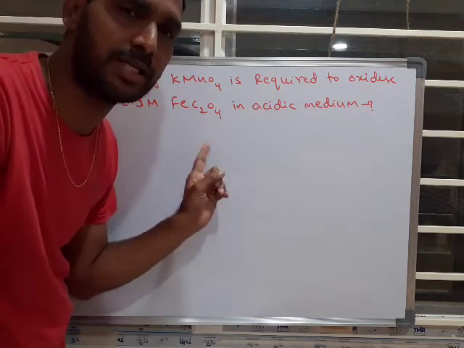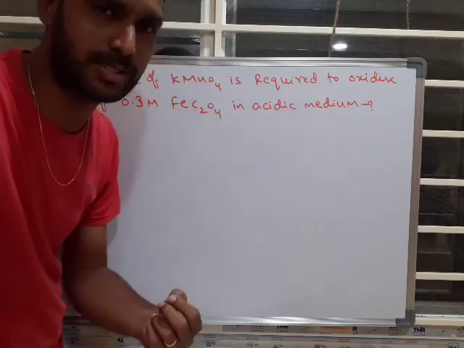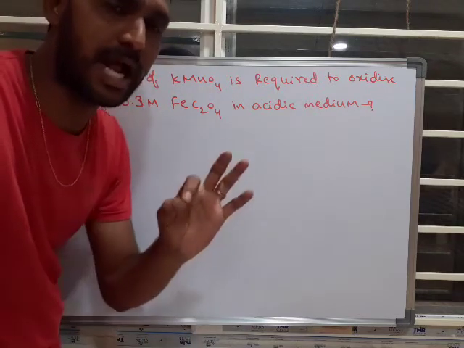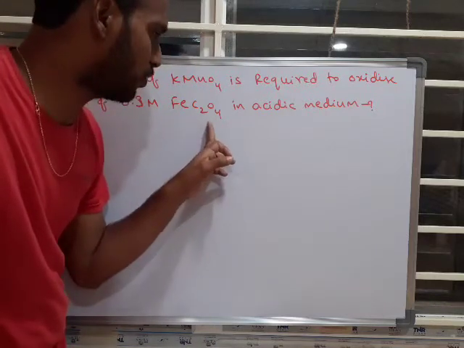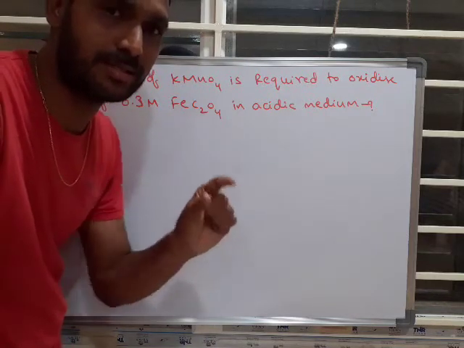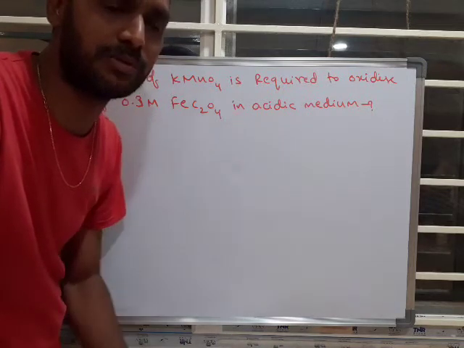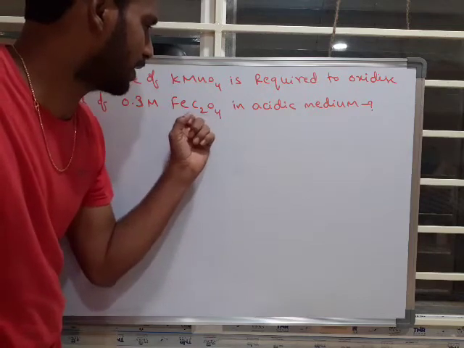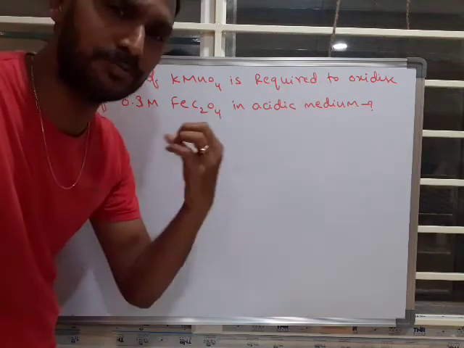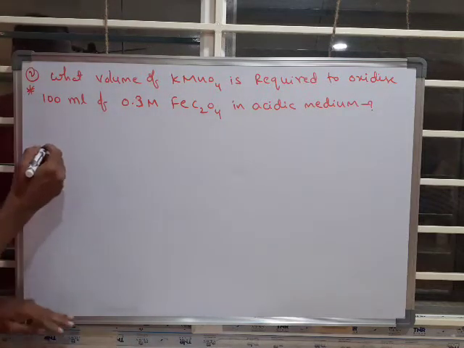In ferrous oxalate, the ferrous ion undergoes oxidation, changing into ferric. And the oxalate, C2O4 minus 2, also undergoes oxidation, changing into CO2. So oxidation is involved in two species, therefore we have to write the reaction for both species. Okay, so first see.